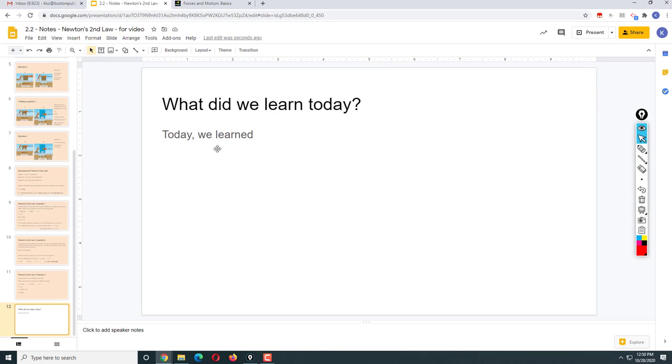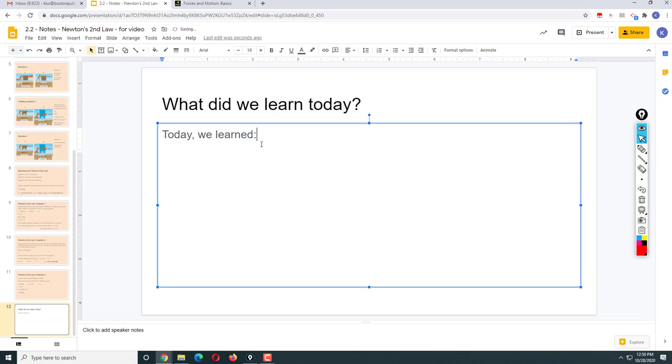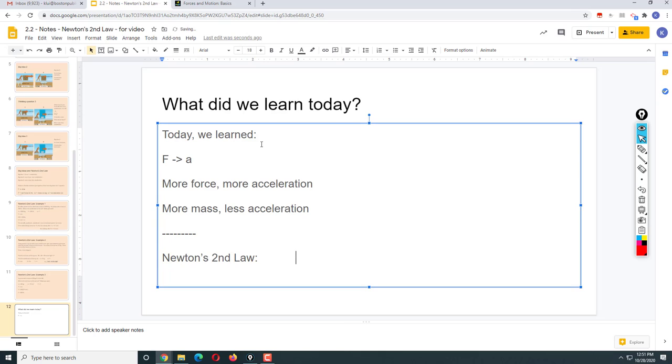Okay. So what did we learn? Well, we learned that if we have a force, we have acceleration. More force, more acceleration. More mass, less acceleration. This is summarized in Newton's second law, which says that acceleration is force divided by mass, or force equals mass times acceleration.